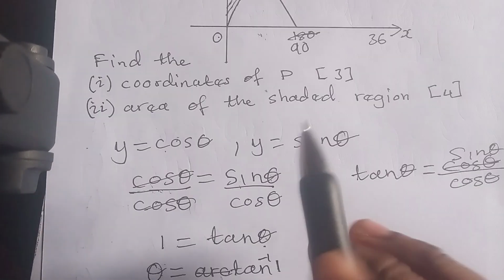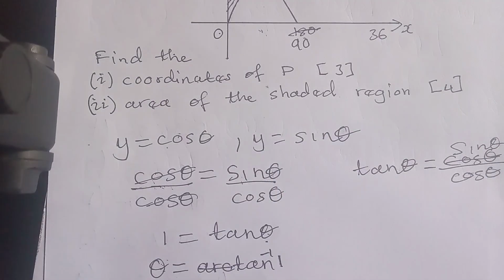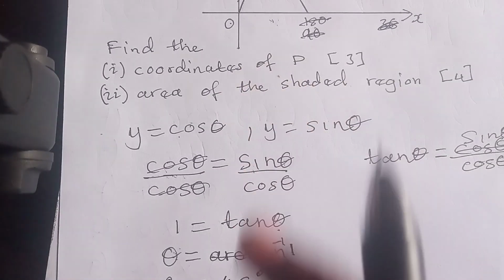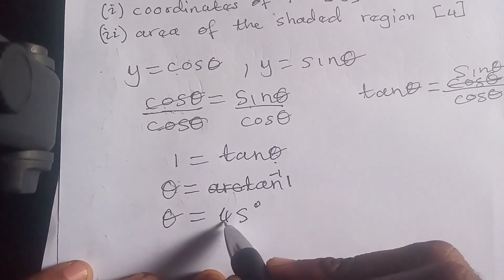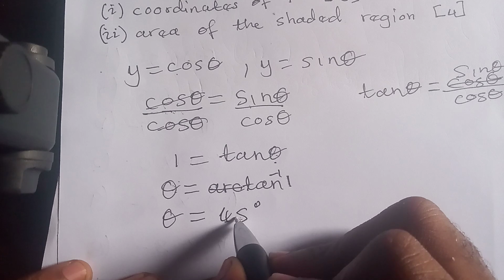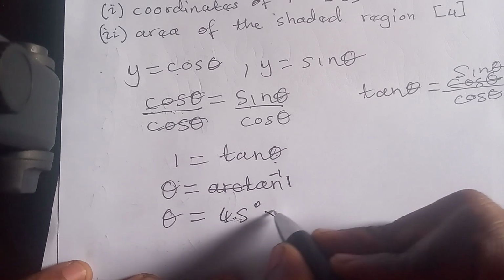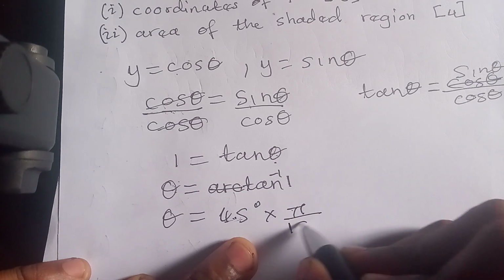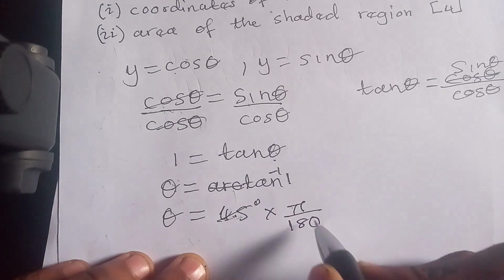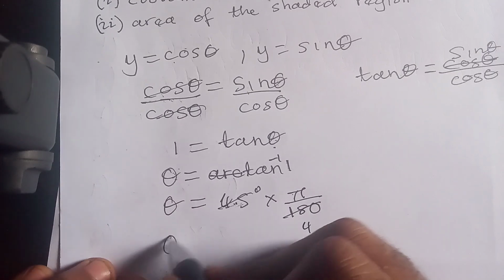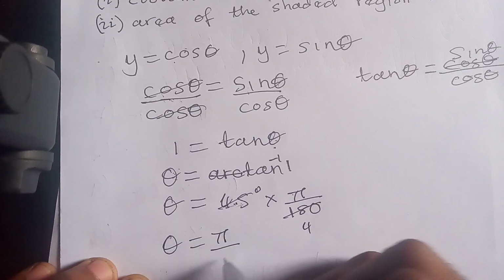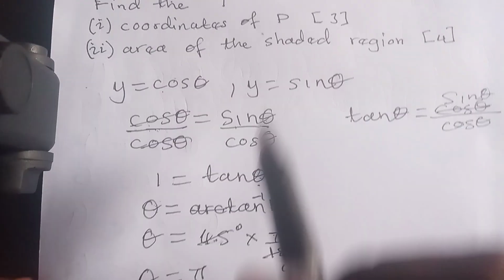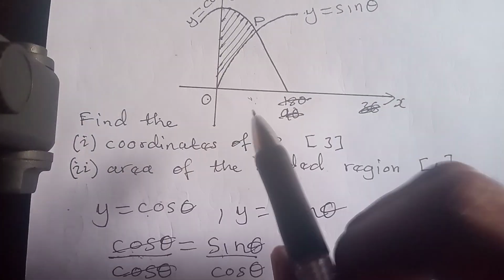Actually, we should be working in radians, not degrees, because this is calculus. So in calculus, we don't use degrees. If I convert this to radians, this would be pi over 4. So our theta is pi over 4. So that's the x coordinate of this point.